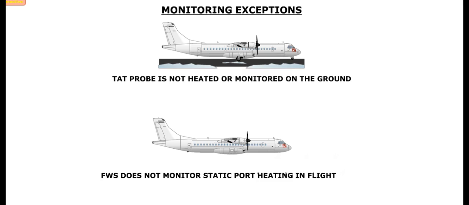It should be noted that the TAT probe heat is automatically inhibited when the aircraft is on the ground, and the condition of the probe is not monitored when the aircraft is on the ground. In addition, the flight warning system does not monitor the condition of static port heat when the aircraft is in flight.